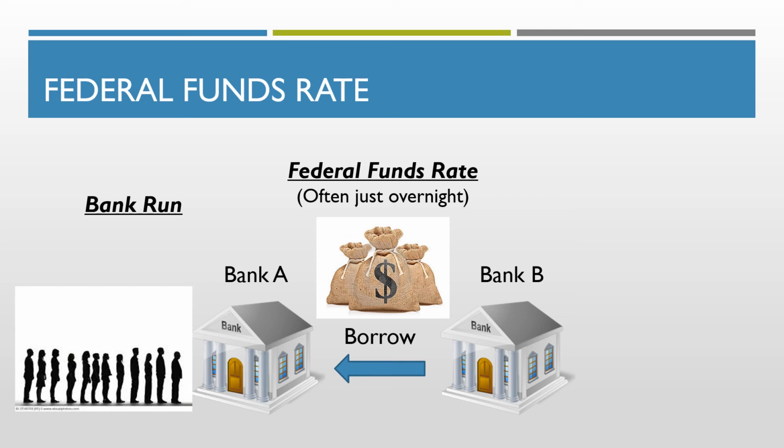When the interest is charged on this borrowing, the interest rate becomes the benefit for Bank B to receive and Bank A to pay. And this interest rate has a very special name. We call this the federal fund rate. Usually the federal fund rate refers to overnight borrowing, or borrowing that involves extremely short periods of time within the bank business.